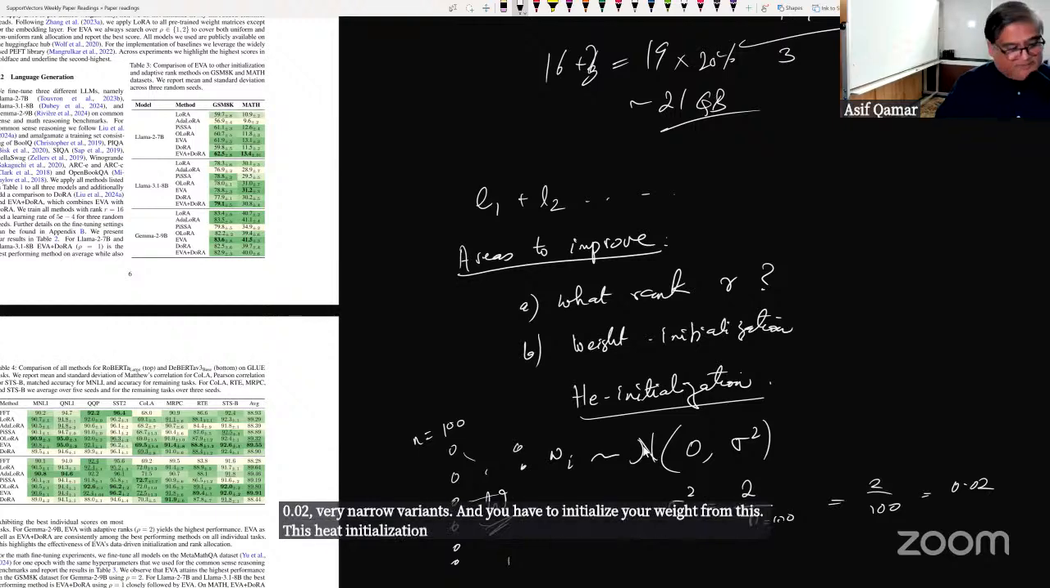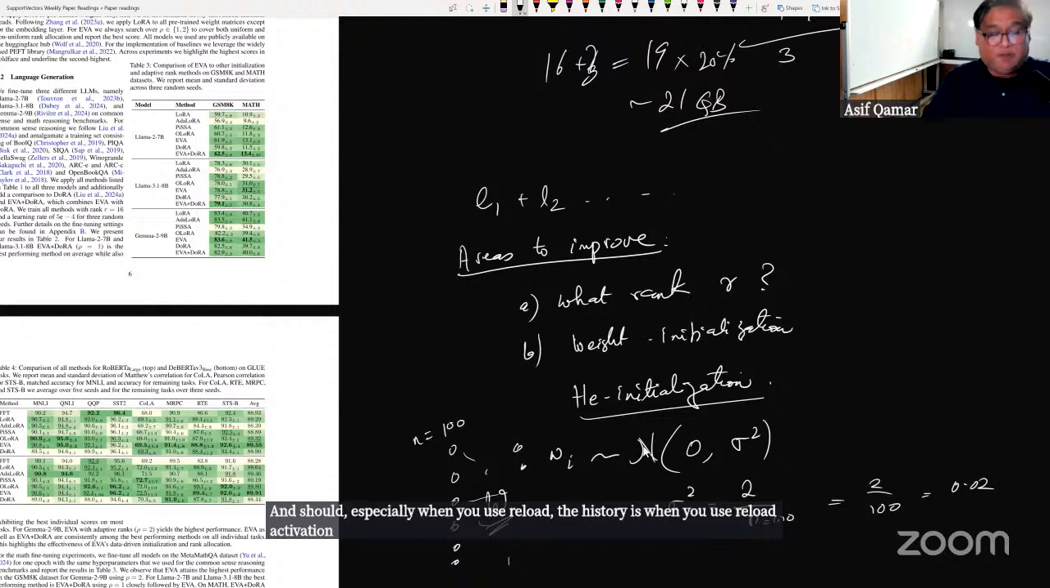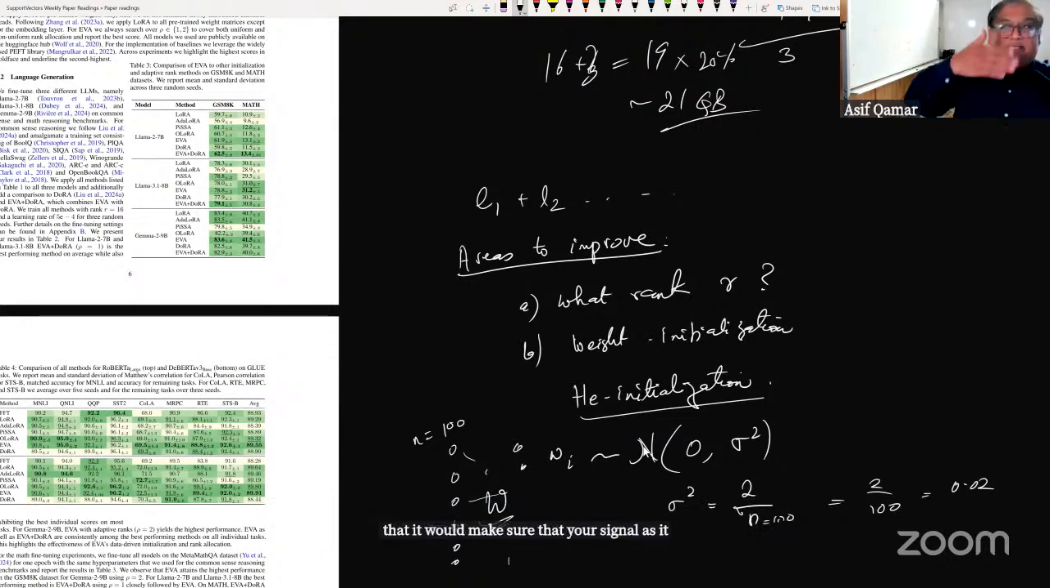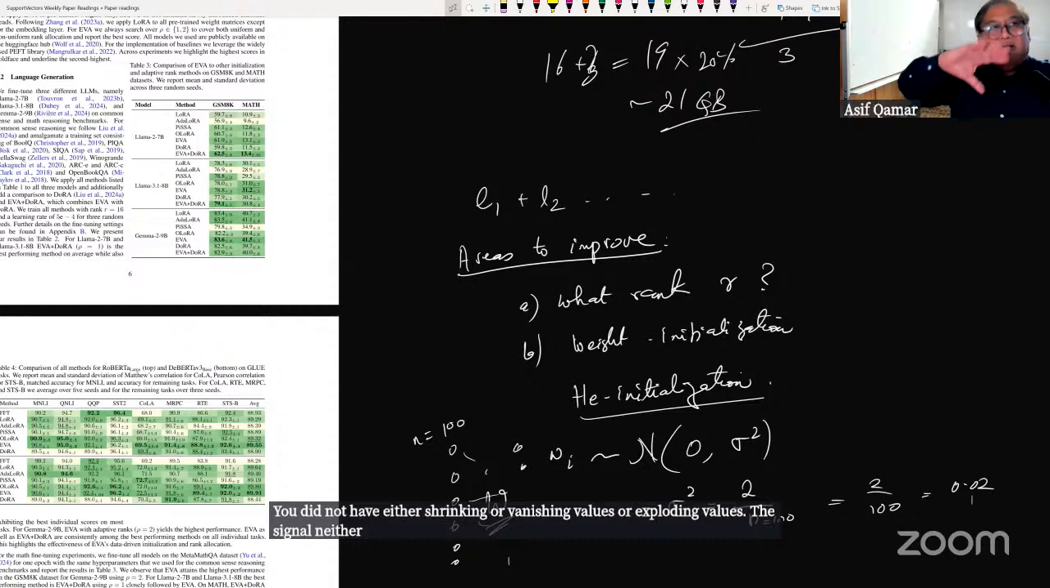This initialization was very useful throughout neural networks because it actually ensured, especially when you use ReLU activation, but generally more broadly also, that the signal transduction that takes place in the forward direction did not have either shrinking or vanishing values or exploding values. The signal neither shrank nor exploded. It was well behaved. It stayed within reasonable bounds.